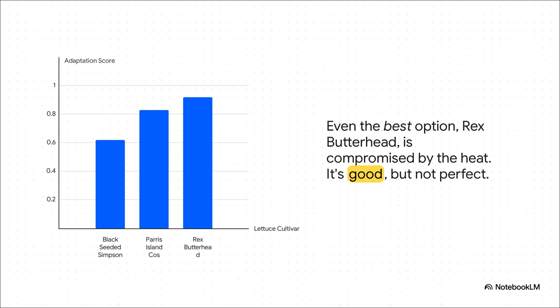And as you might have guessed, the modern Rex Butterhead does the best. It gets an adaptation score of 0.92. But, and this is a big but, notice it's not a perfect 1.0. Even our best off-the-shelf option is still struggling a bit in the heat, and that tells us something huge. To get the perfect lettuce, we can't just pick one. We're going to have to create one.